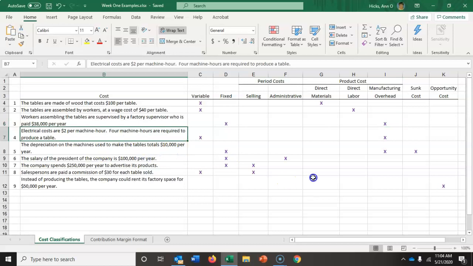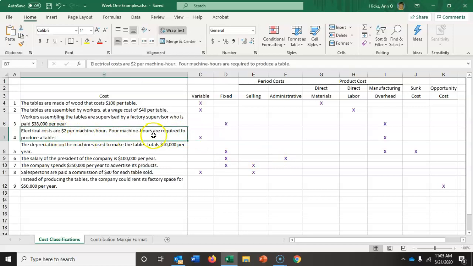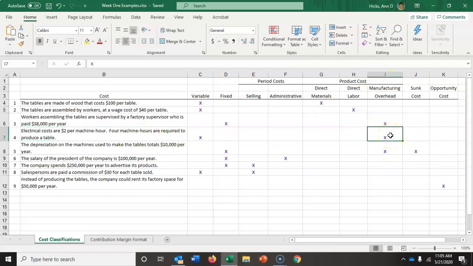The fourth cost, electrical costs, are $2 per machine hour. 4 machine hours are required to produce a table. So the question becomes, the more tables we produce, will we spend more on electricity in total? And I think the answer is yes. So this would constitute a variable cost. Again, this is the electricity related to running the machines that are producing the tables, so it is a product cost. Can't necessarily be tied directly to a particular table, so we would accumulate this in manufacturing overhead.